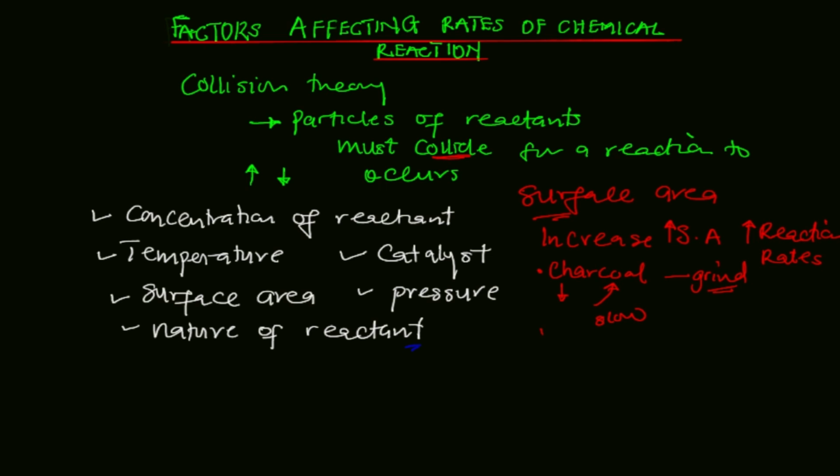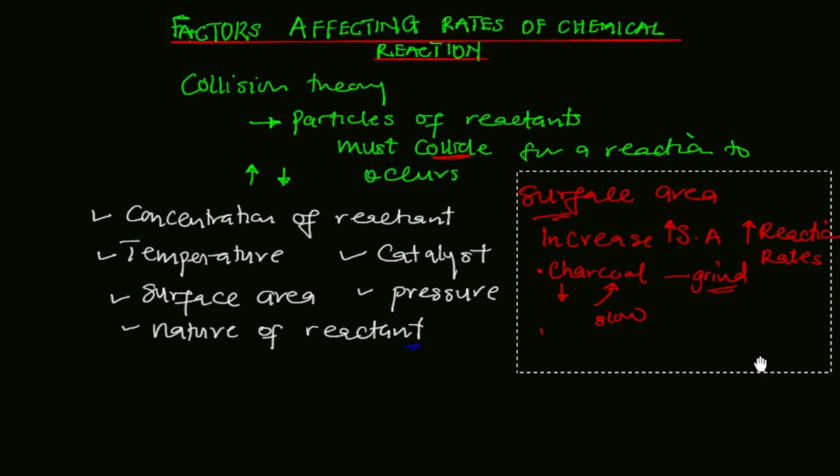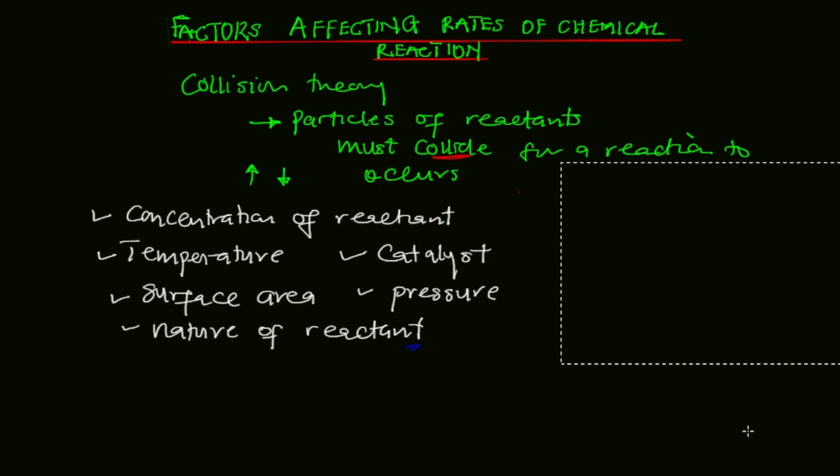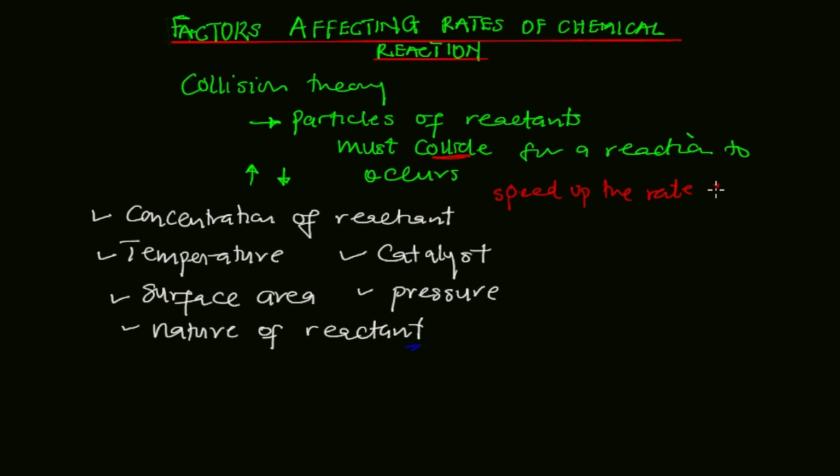Now let's move to the next one, which is the case of catalyst. Although I'm going to explain the effect of catalyst separately, let me just talk about it in this scenario. One thing about catalysts is that they speed up the rate of chemical reaction. That's actually what a catalyst does. They speed up the rate at which a reaction occurs. That's the function of a catalyst. They basically enhance the rate of chemical reaction.